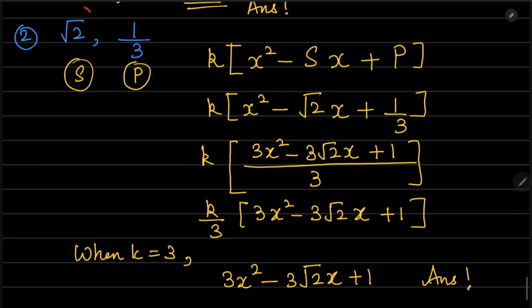So for any given set of sum and product, you can have infinite number of polynomials. Okay. Depends on what value of k you choose. I hope that is clear. Let's go ahead with the next question.